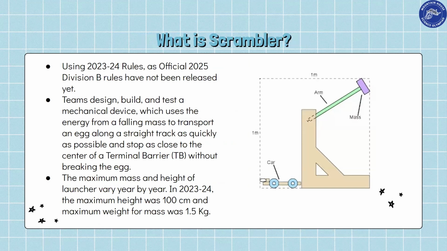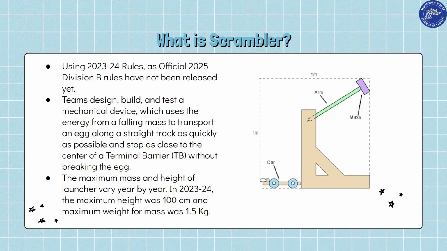So what is Scrambler? Using the 2023 to 2024 rules, because the official 2025 Division B rules haven't been released yet, teams have to design, build, and test a mechanical device which uses the energy from a falling mass to transport an egg along a straight track as quickly as possible, and also stop as close to the center of a terminal barrier without breaking the egg.